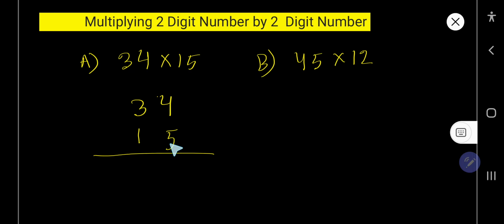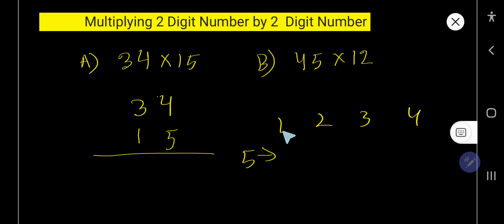tens. Now you need to multiply this top number by this 5 and this top number by this 1. So let us first multiply this top number by 5. 5 times 4 equal to what? Look, you can easily find out 5 times 4 equal to what. That is why at first you need to write like this: 1, 2, 3, 4, right? You need to find out the multiplication table of 5.